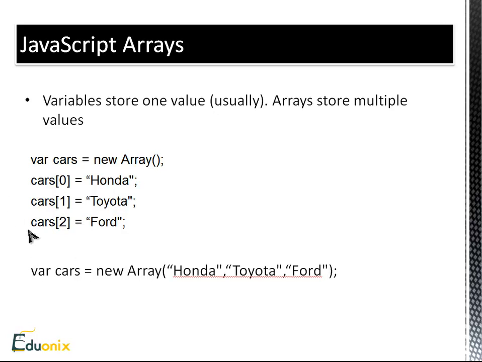The second value is Toyota and the third is Ford. Now we can do the same exact thing in this format. We're saying var cars, so cars is a variable that holds an array, and here we're including the values in the array declaration. Okay, so this is Honda, Toyota, Ford. It's the same exact thing as this. If we write it this way, we can still access Honda with cars[0]. It's the same exact thing.